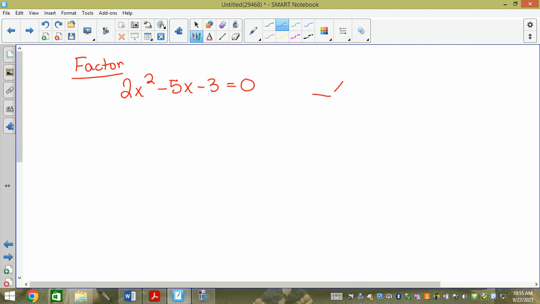What times what equals the outside, so negative 6. What plus what equals the inside, so negative 5. So what do we use? Negative 6 and 1. Some people say negative 2 and negative 3.